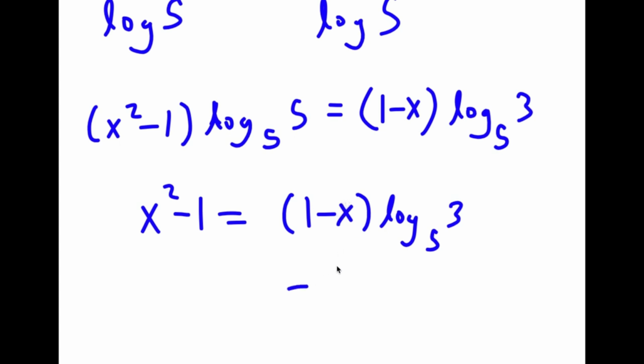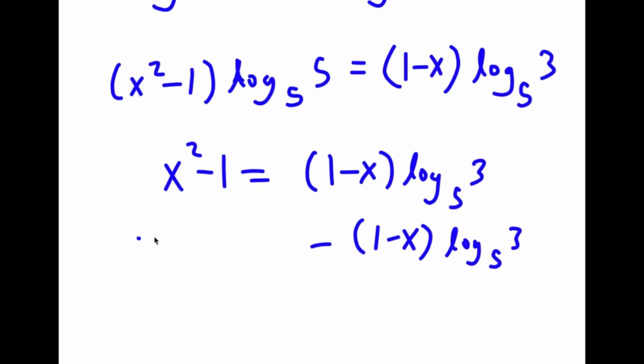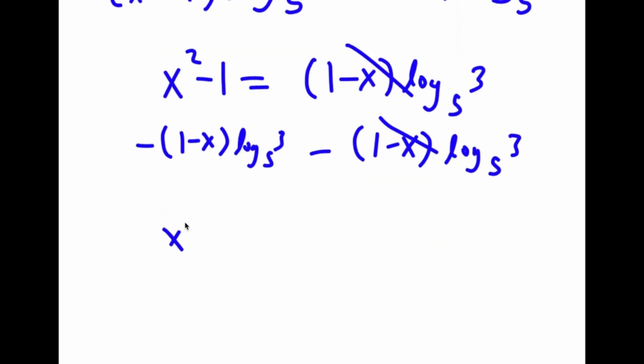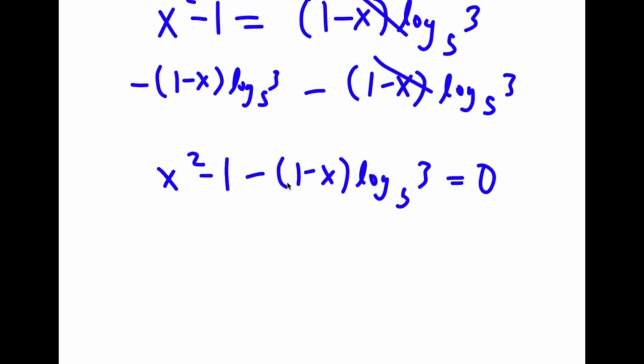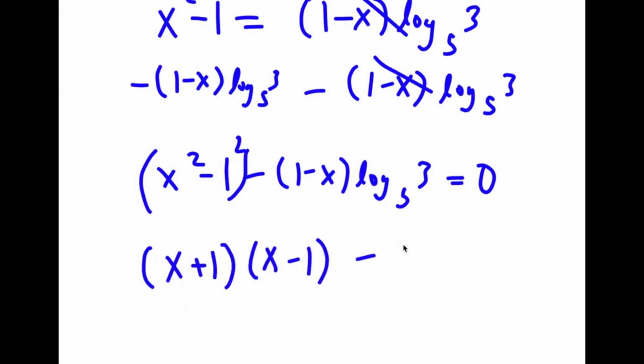And now if I subtract 1 minus x times log base 5 of 3 on both sides, these two cancel out, and I get x squared minus 1 minus 1 minus x times log base 5 of 3 is equal to 0. And now x squared minus 1, this is the same thing as x squared minus 1 squared, which is the same thing as x plus 1 times x minus 1. So I have this minus 1 minus x times log base 5 of 3 is equal to 0.